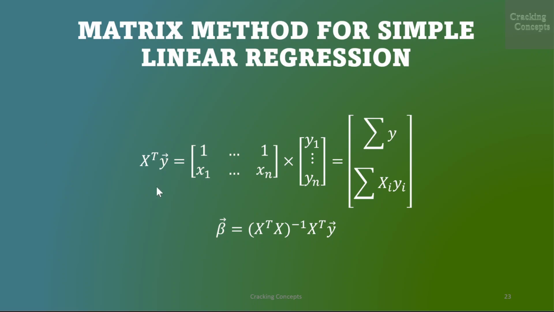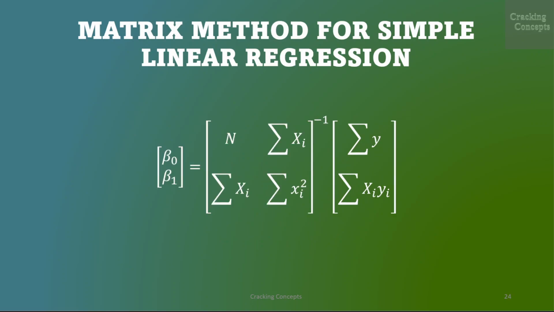Now from the previous equation we discussed, vector beta will be written as X transpose X, the whole inverse, into X transpose into the Y vector. On expanding the values, we get beta 0, beta 1 is equal to the matrix [n, sigma xi; sigma xi, sigma xi square], the whole inverse, times [sigma y; sigma xi yi].